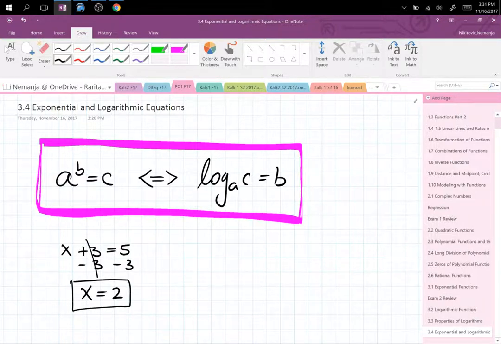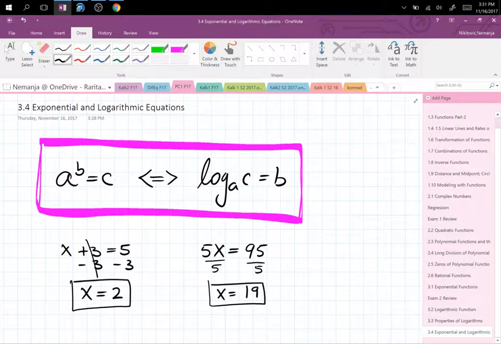This idea of using the opposite operation: 5x equals, I don't know, 95. You use the opposite operation, which is divide by 5 on both sides, and you get x equals 19. In the first case, the problem had addition, and you used subtraction, the opposite operation. 5x was multiplication, and you divided by 5 to get x alone.